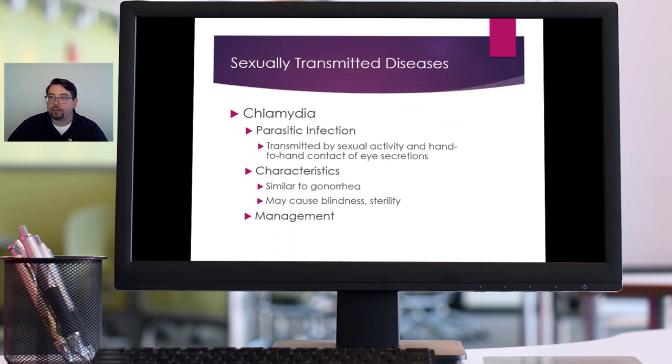Chlamydia, this is a parasitic infection transmitted by sexual activity and hand-to-hand contact of eye secretions, believe it or not. Characteristics can be similar to gonorrhea, but it can cause blindness and sterility.